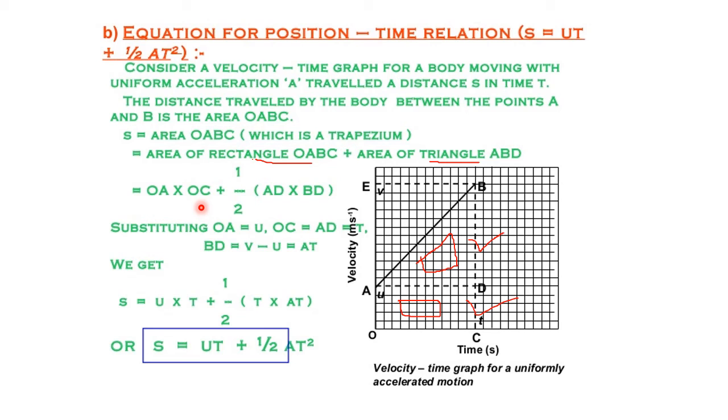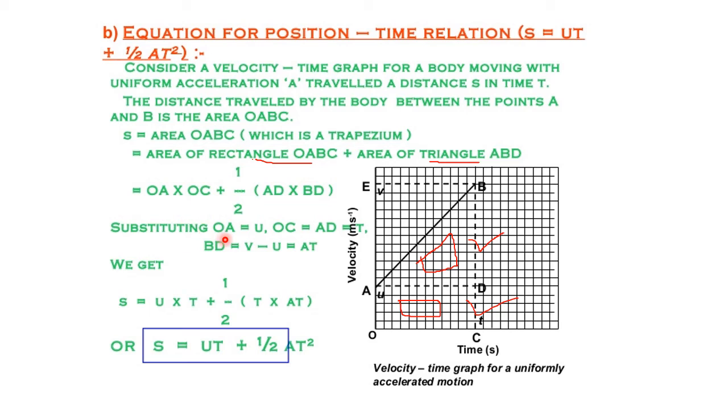Okay, so what is the length over here? Length is the OA and the breadth is the OC. And in the same way, what is the area of triangle? Area of triangle is half into base into height. Sorry, not hypotenuse, height. So half into what is the base? AD into BD. Now we will substitute the values in this equation.